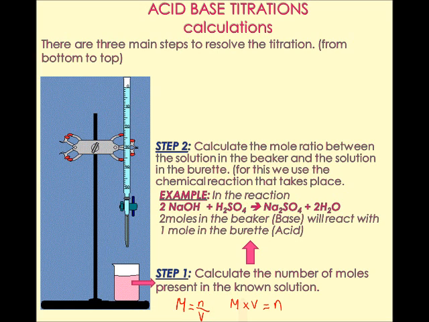The last step, once we know the ratio, is that we are going to use those numbers of moles to calculate the concentration in the solution of the burette, using the amount of moles calculated in step 2. So let's see one example so we can understand better what I mean.